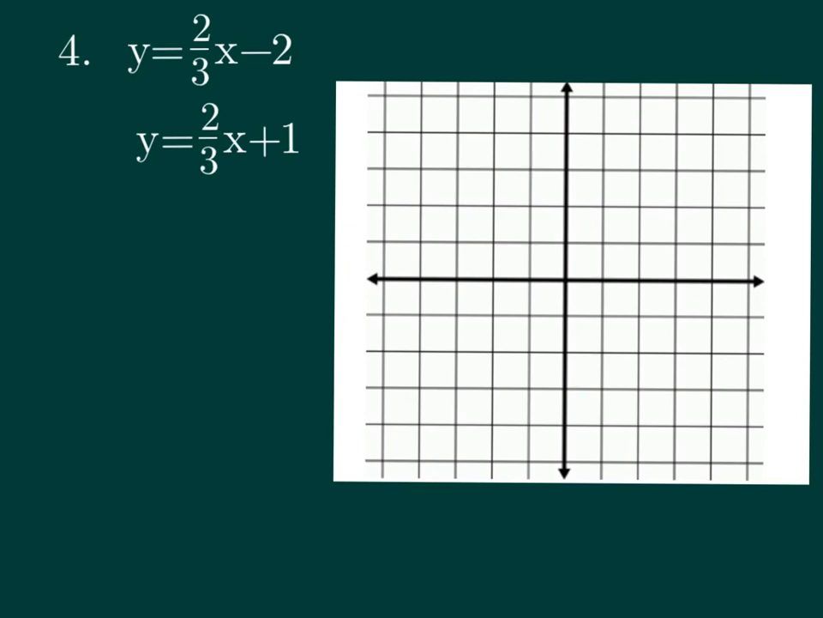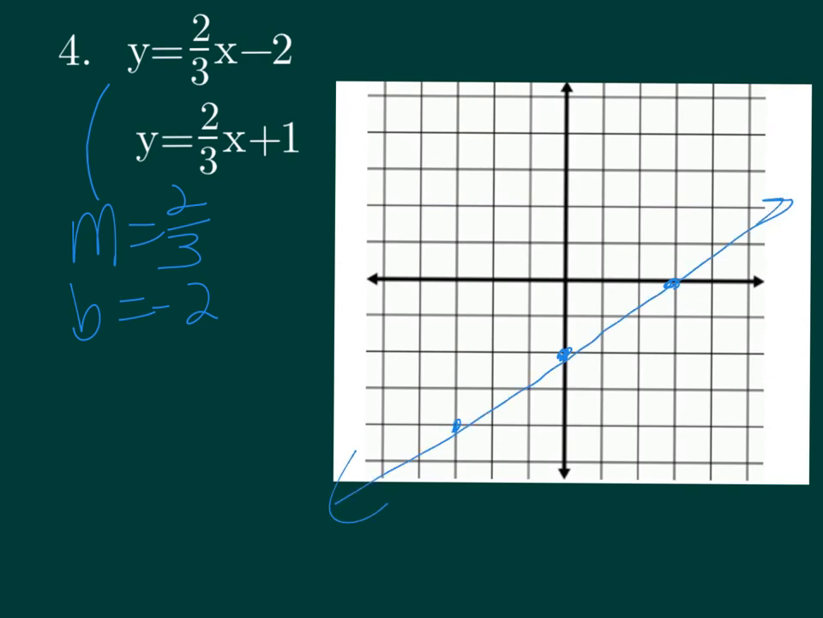All right, last one. m equals 2/3, b equals negative 2. So up 2 over 3. Now my next one: m equals 2/3, and my b is 1. And then up 2 over 3, down 2 over 3.